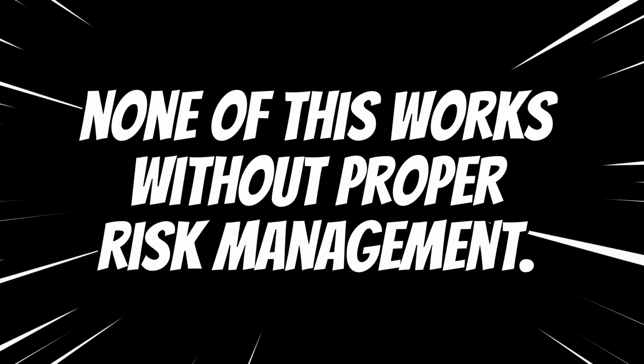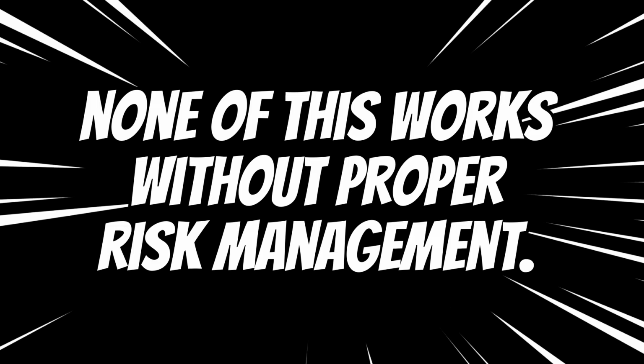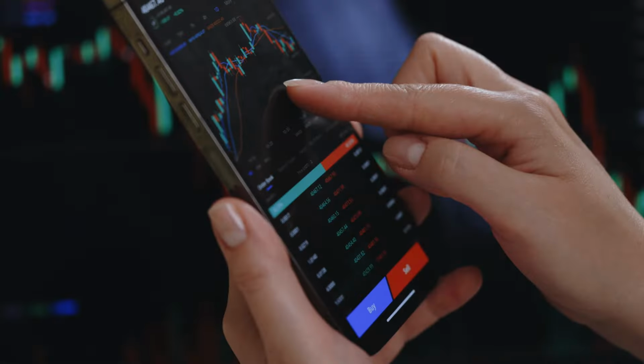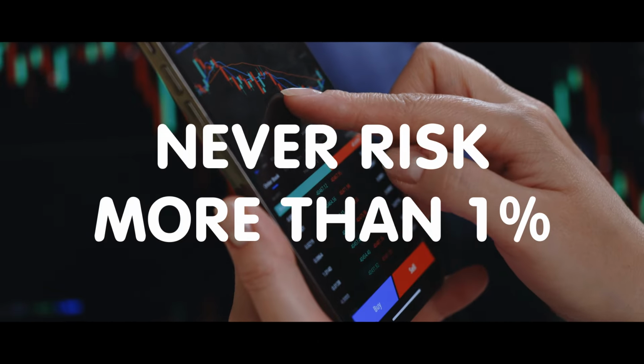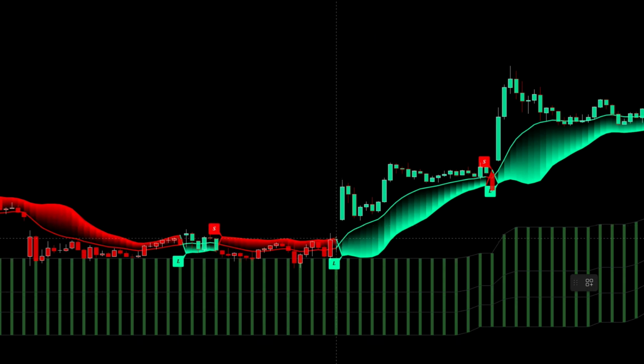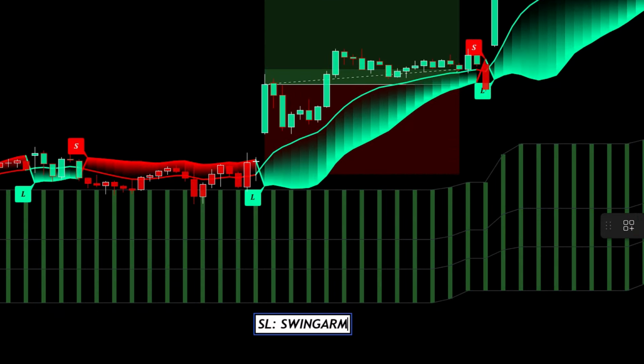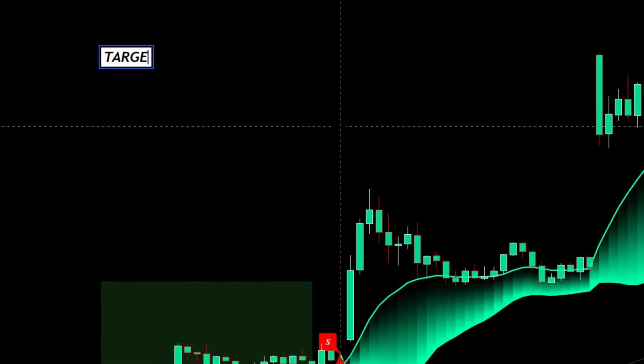Of course, none of this works without proper risk management. This part is absolutely non-negotiable. Never risk more than 1% of your capital on a single trade. For longs, place your stop loss just below the last swing low, and for shorts, just above the last swing high. Take profit, you have options.